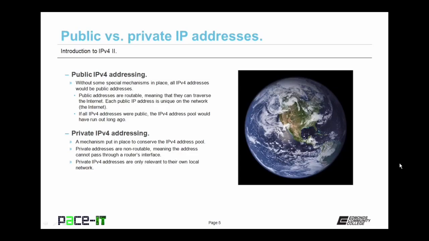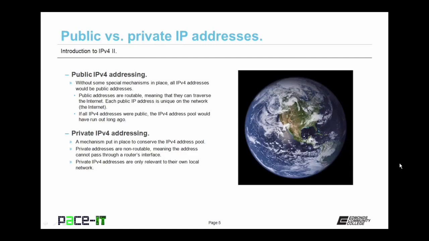Now, because of its structure, IPv4 gives us over 4 billion possible addresses, and all IPv4 addresses need to be unique on their network. So without some special mechanisms in place, all IPv4 addresses would be public addresses. Now, public addresses are routable, meaning that they can traverse the internet. Each public IP address is unique on the network. That means it's unique on the internet.